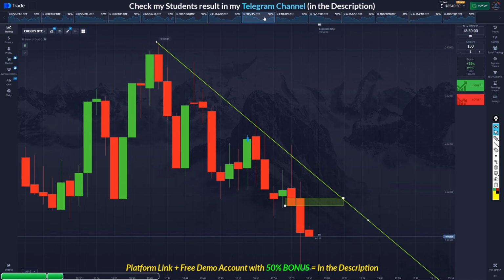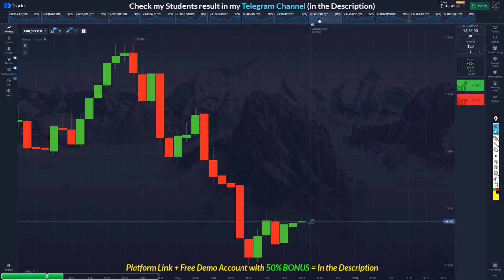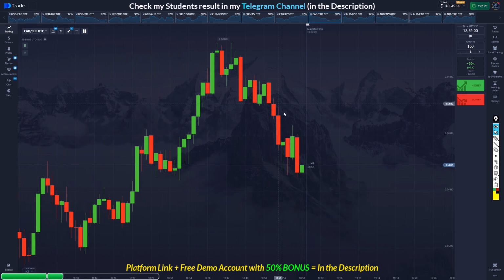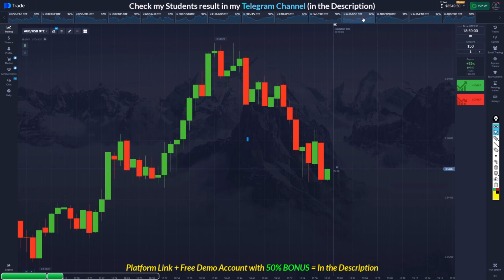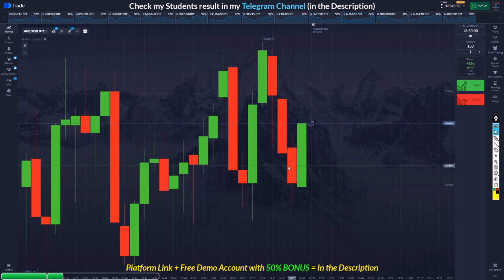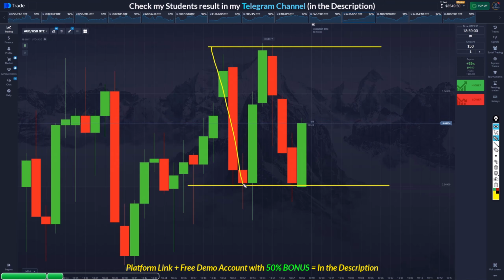Okay, let's just check other pairs. You have to take your time for finding. Okay, another one. Here you see that the market's moving like this. So the market structure, the market's direction is not with us. It's not with us.